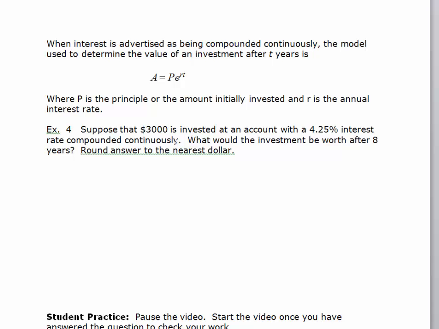Suppose that $3,000 is invested in an account with a 4.25% interest rate compounded continuously. What would the investment be worth after 8 years? Round your answer to the nearest dollar. So we know we've got a principal of 3,000 and we're looking for the amount. So A will equal the principal, which is 3,000, times e to the 0.0425 times t.